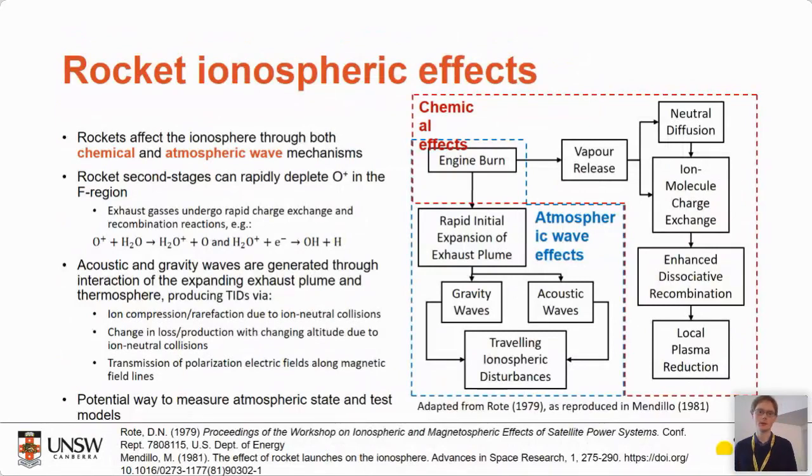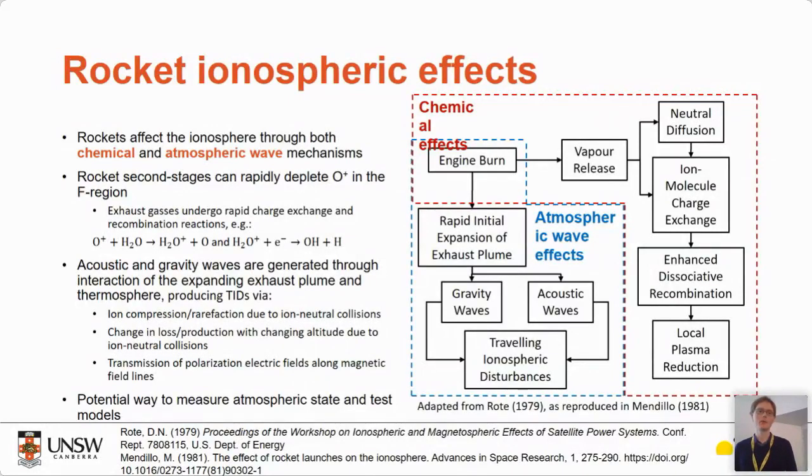Moving to an area of particular interest to my research, rocket launches can affect the ionosphere. This occurs through two different mechanisms, through chemical and atmospheric wave mechanisms. In the former case, the second stage of a rocket launching to orbit can deposit chemicals into the thermosphere, which undergo rapid charge exchange and recombination with the species present. Examples shown here. So they deplete the O+ ions, which are dominant in the F region of the ionosphere.